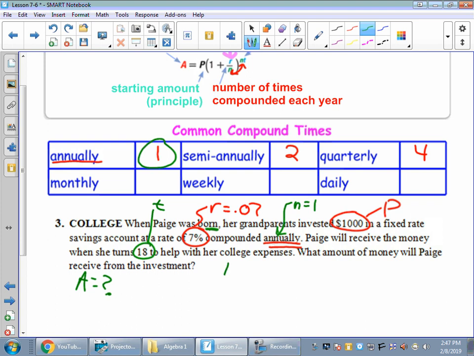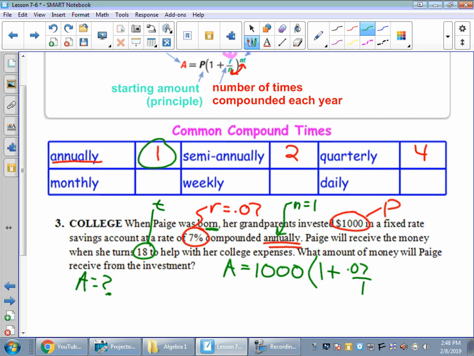So here we go. Our equation would be A equals 1,000 is our P value. That's the principal. Now in parentheses, we've got 1 plus R over N. Well, R is 0.07 over N, and N happens to be 1 because we're compounding it annually. Here's where you have to know how many times they're compounding the interest. If it was semi-annually, you'd plug a 2 in here. If it was quarterly, 4, and so on and so forth. In this case, it's annually, so it's 1.